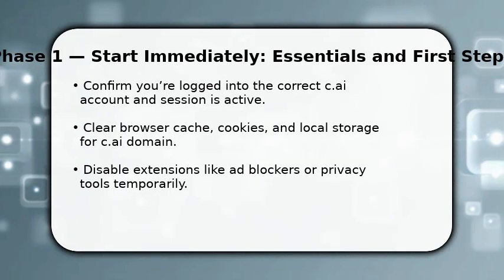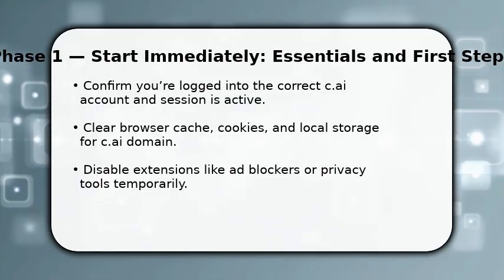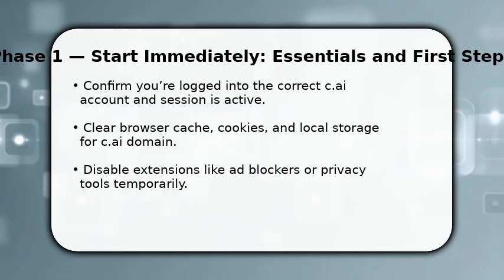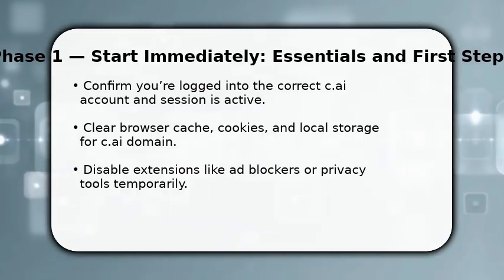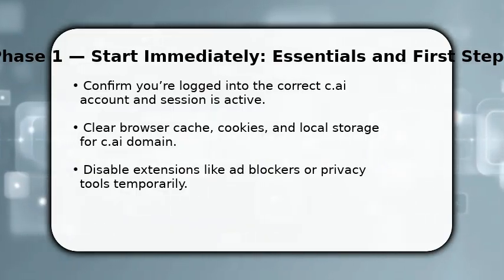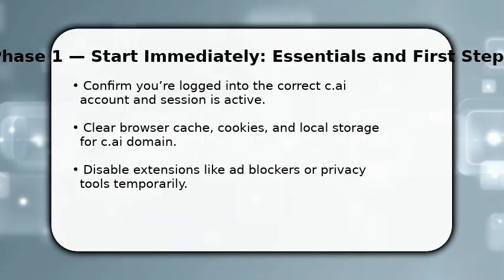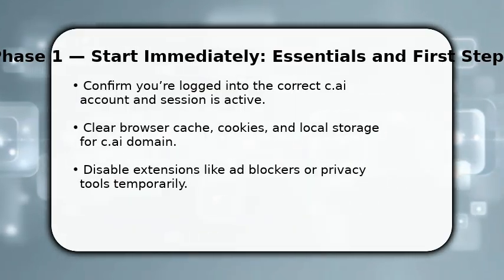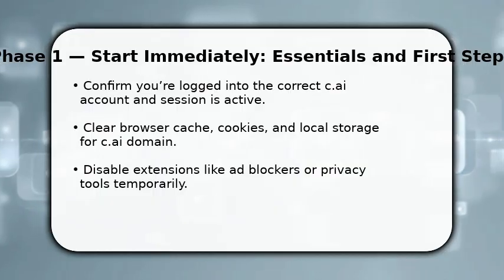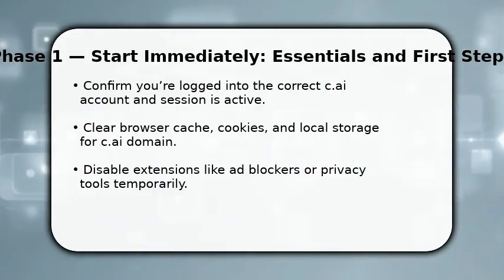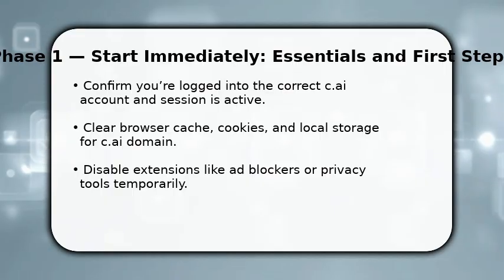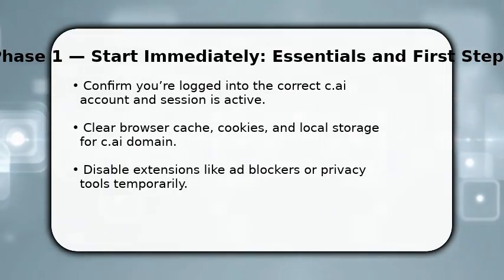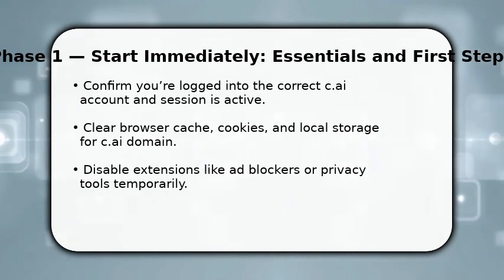You start by verifying your account and session. Make sure you're logged in and not on a secondary account. Once done, clear the browser cache, cookies, and local storage for the C.ai domain because stale data often breaks search. Also disable extensions such as ad blockers or privacy tools to rule out interference. This eliminates common client-side blockers. If you use multiple profiles, switch to a plain profile to isolate the environment and continue with a clean baseline.